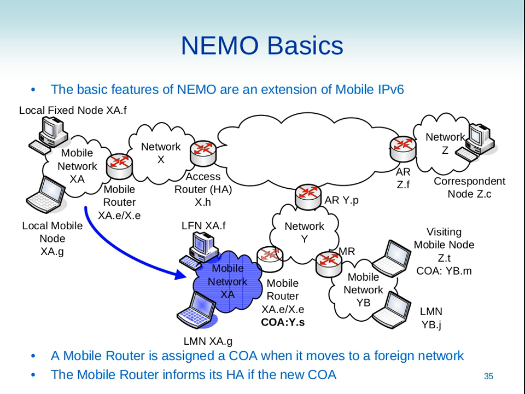It moves to the network Y, gets a care of address, Y dot something, and then correspondent nodes send to the destination XA, and again the home agent tunnels to the appropriate foreign agent here. Same concept of the mobile IP, but now it's the mobile router doing it for the entire network, the entire subnet.